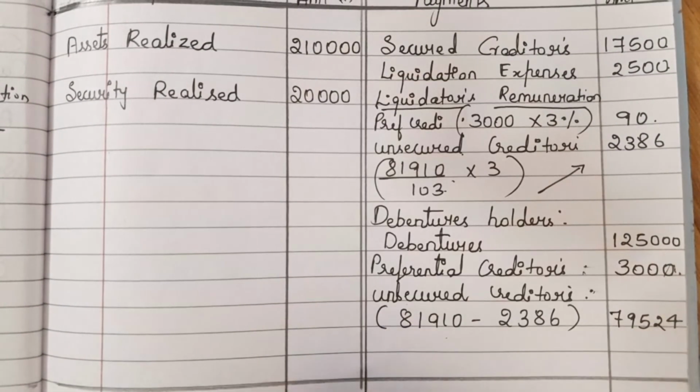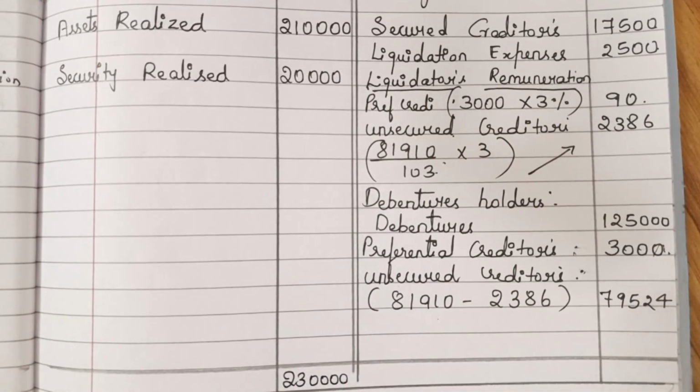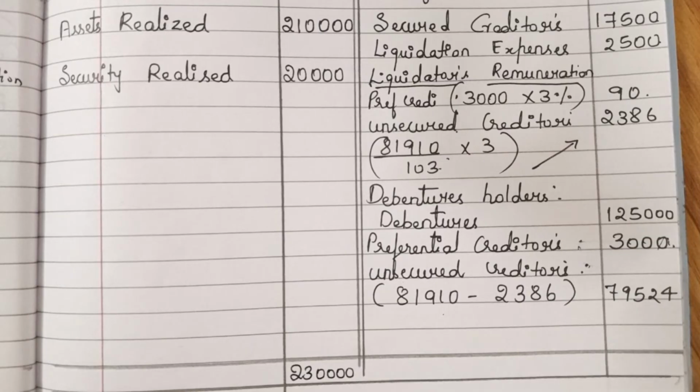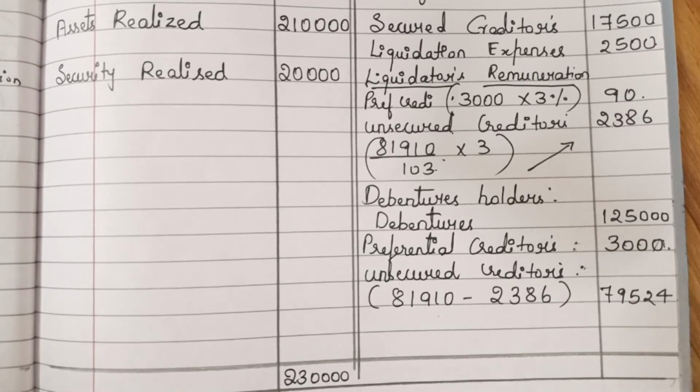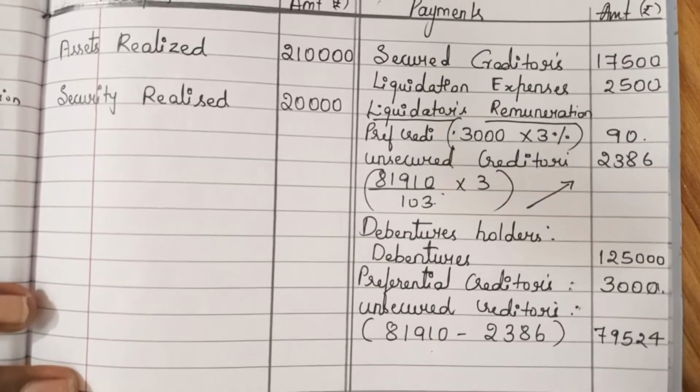This is how you need to prepare. If you add both the sides, here it will be 2,30,000, and here if you add 17,500 plus 2,500 plus 90 plus 2,386 plus 1,25,000 plus 3,000 plus 79,524, here also it will be 2,30,000. This is how we need to prepare.